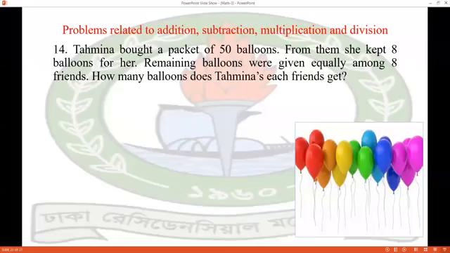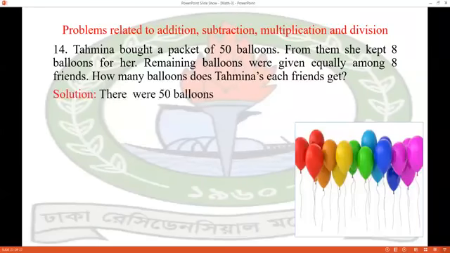So at first, the 8 balloons Tahmina keeps, we have to subtract from the total balloons. Then the number of balloons remaining you have to distribute equally among 8 friends. So you have to divide it by 8, then you get the result. So we can find it in this way.